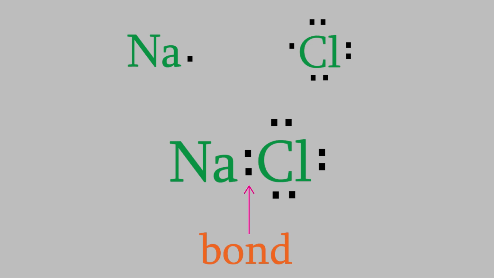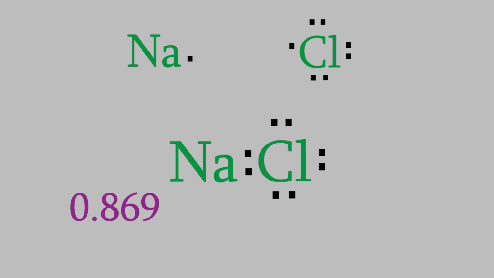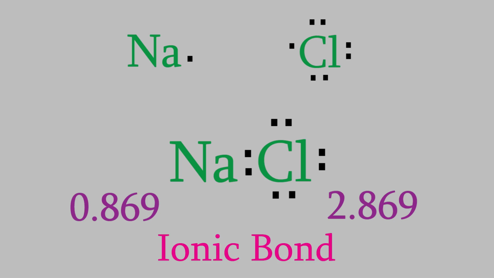In the last video, we talked about electronegativity, and if you look at the electronegativities of sodium and chlorine, you find that they're 0.869 for sodium and 2.869 for chlorine, for a difference of 2.000. As you might remember from that video, this makes the bond between them an ionic bond. And since the chlorine is so much more electronegative than the sodium, the electrons in the bond reside mostly on the chlorine. But look what that means for the Lewis structure.